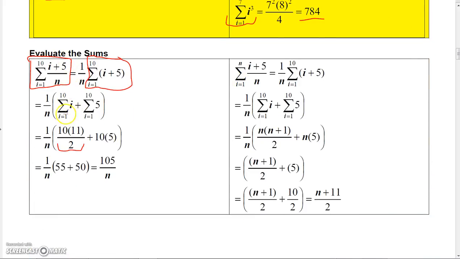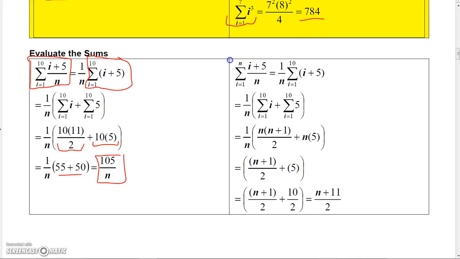So that's going to be 10 times 11 over 2. And then, of course, the sum of 5 from 1 to 10, we can sum that using the first rule. And now that's going to be 55 plus 50. So we're going to get 105 times 1 over n, which is 105 over n. Now, believe me, there's actually reasons for this.